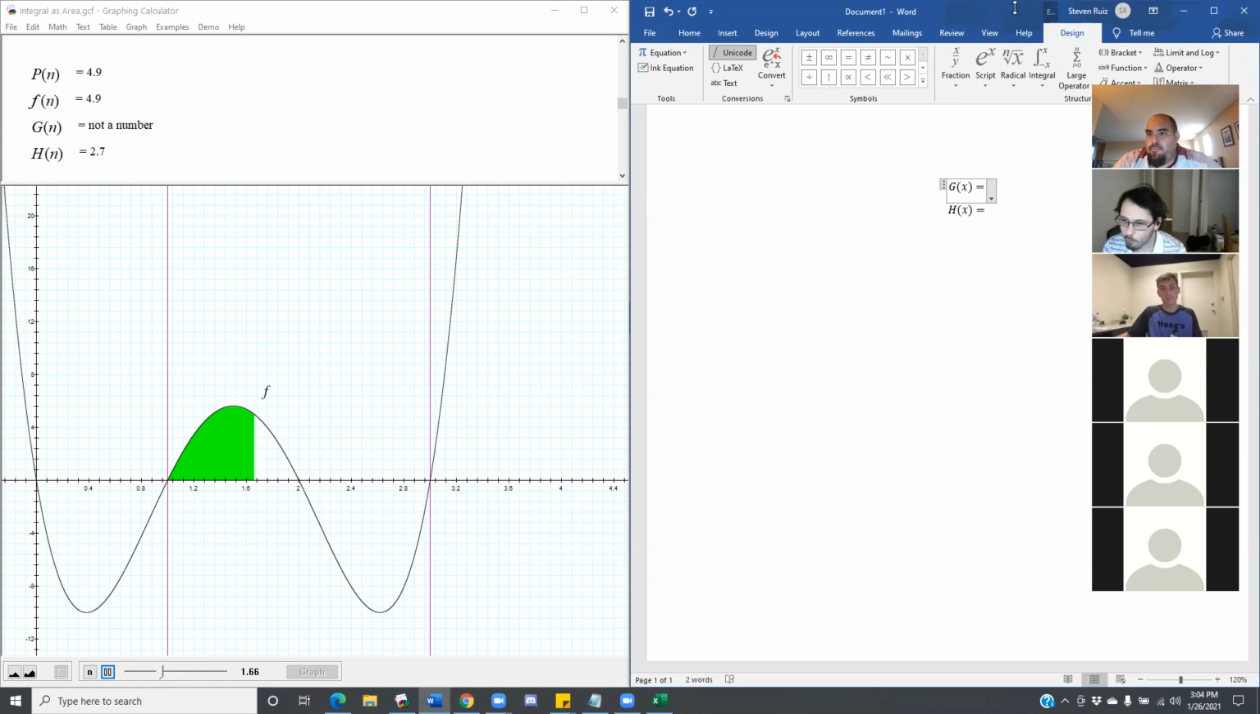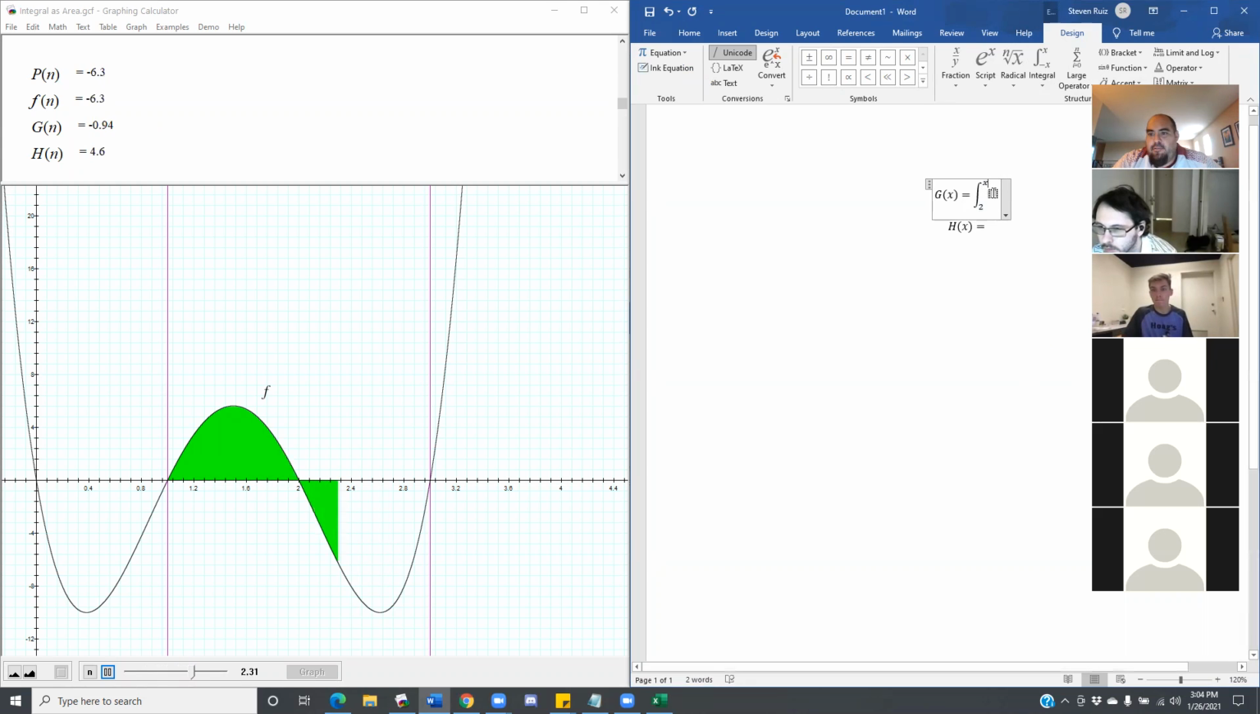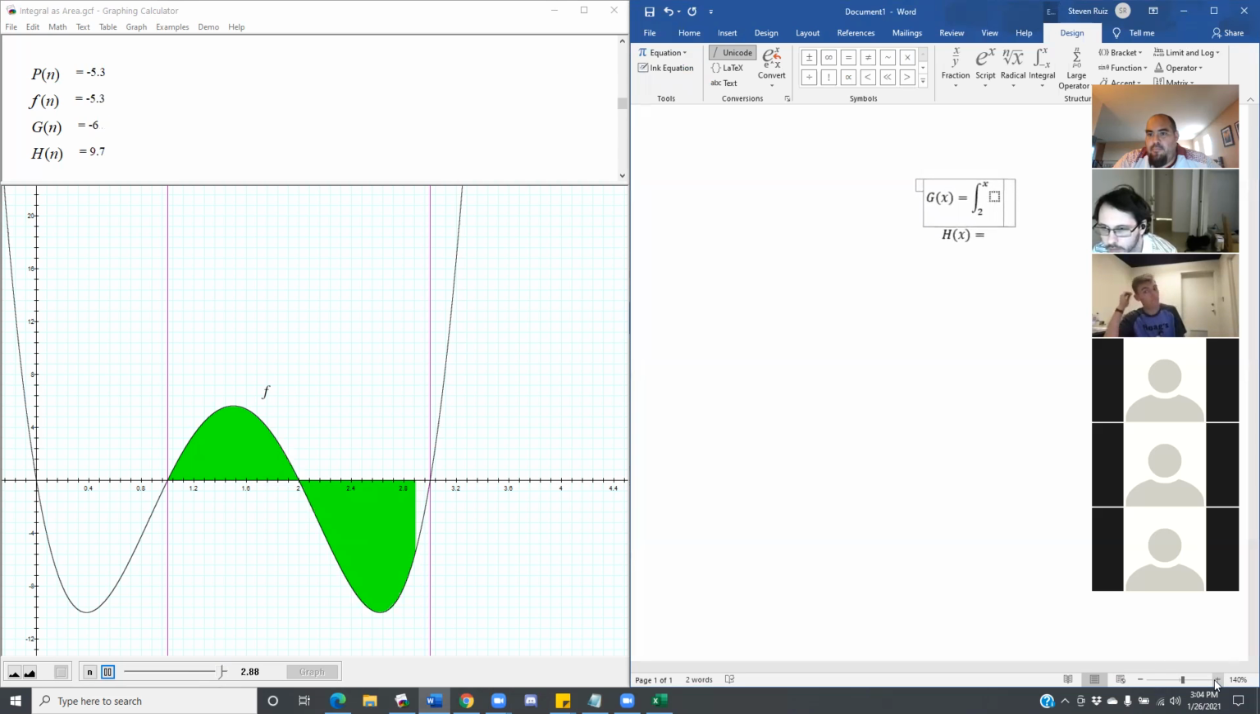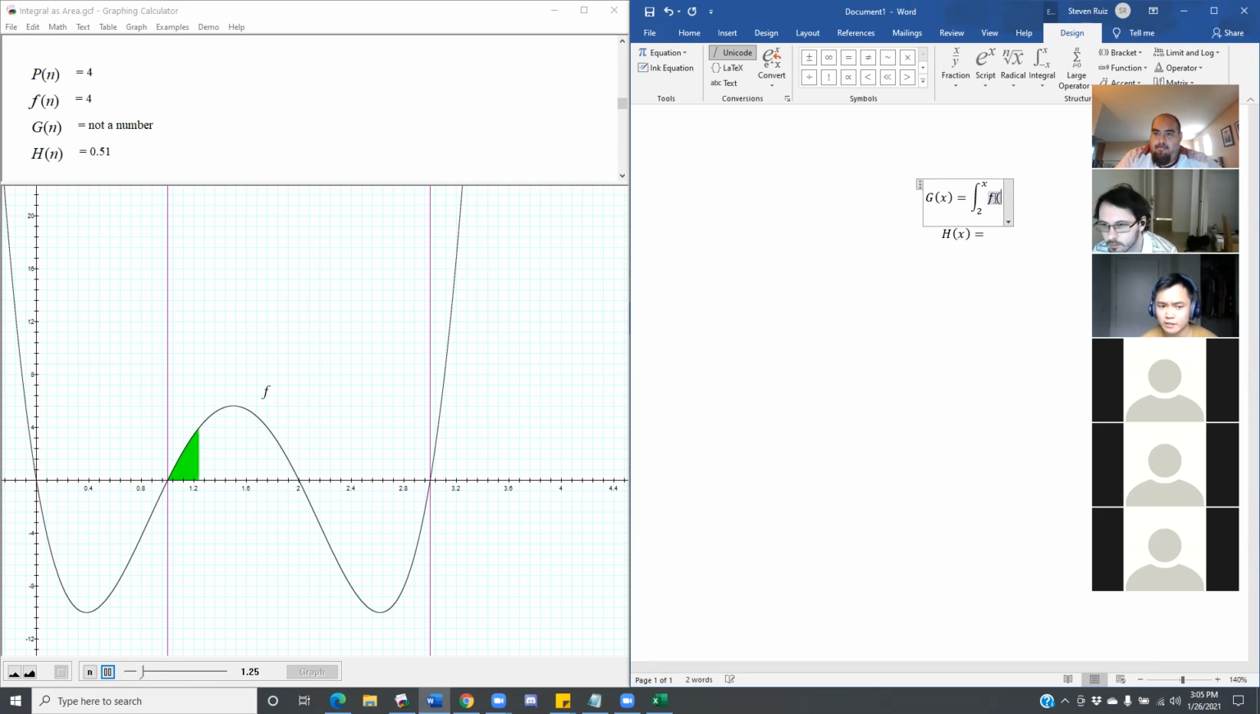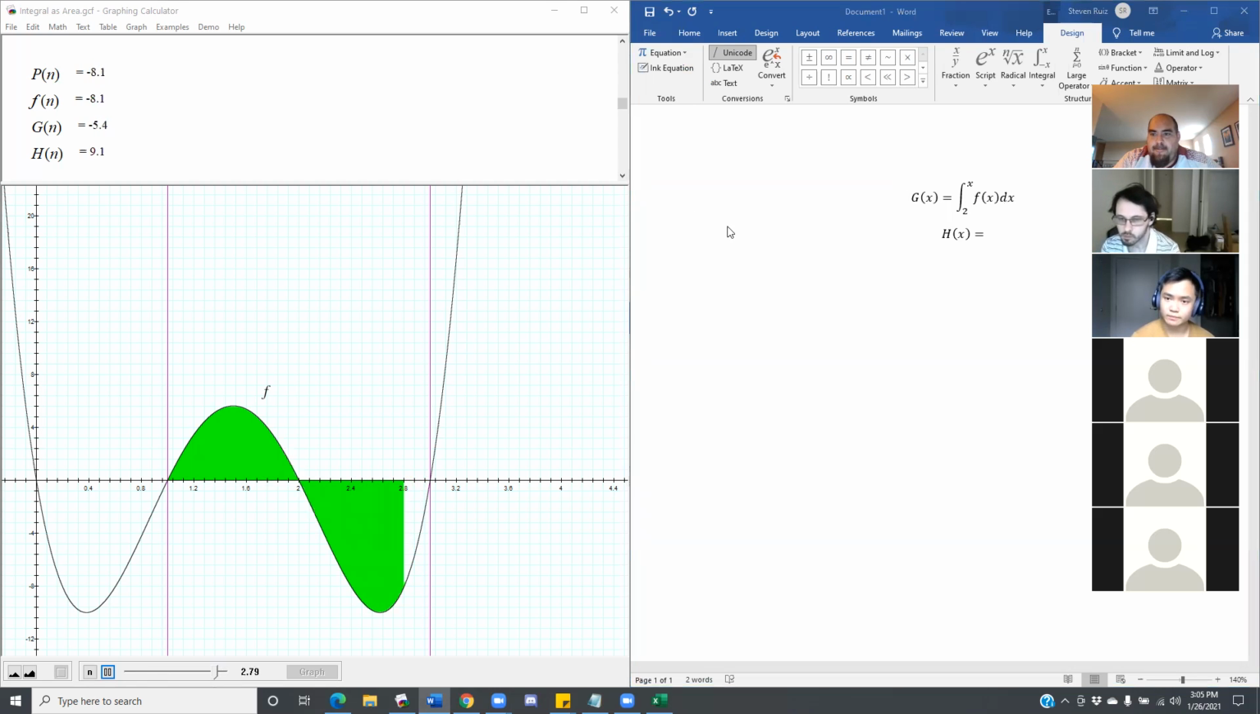The integral from 2 to x. Okay, we need an integral from 2 to x of what? Is it f of x dx? Okay, got a vote for f of x dx. What do we think about that? In the chat, Tony agrees.